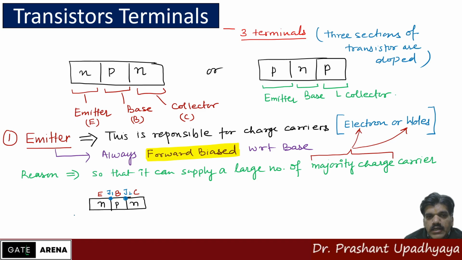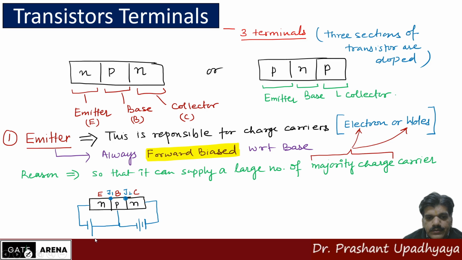I want to make this J1 junction forward biased. Since it is an N type, I will connect this N to the negative terminal of the battery, and this will become my forward bias. Again, I want to make this J2 a reverse bias, so I will connect this N to the positive side of a battery, and then it will become my reverse bias.